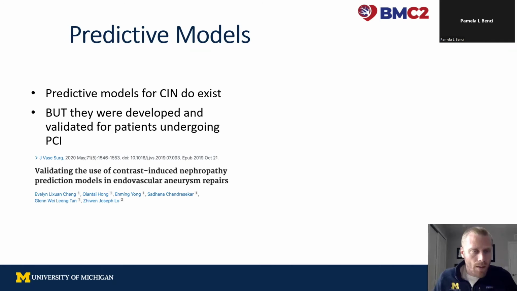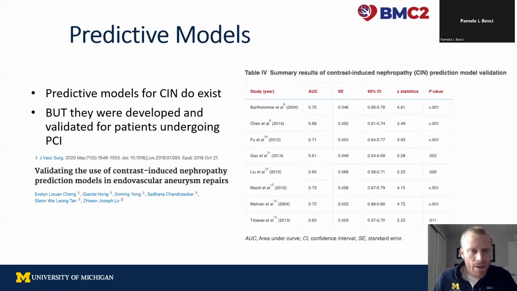So here's a study out of the Journal of Vascular Surgery in 2020. They identified 12 risk calculators. They excluded 4 of them because they included criteria that were specific to PCIs, such as troponins and PCI time, etc. And here are the 8 that they thought could be applicable to EVAR patients.